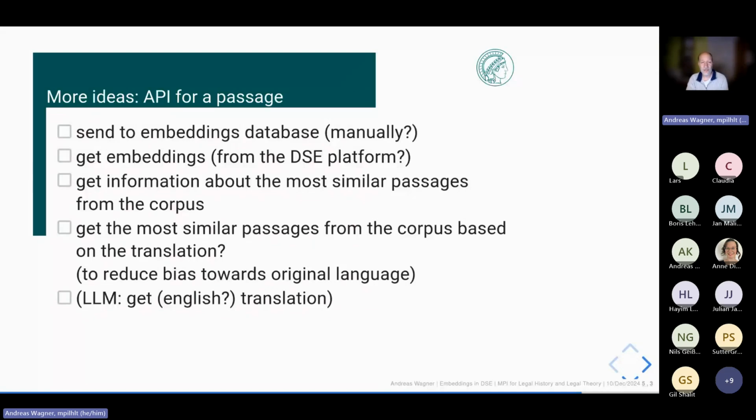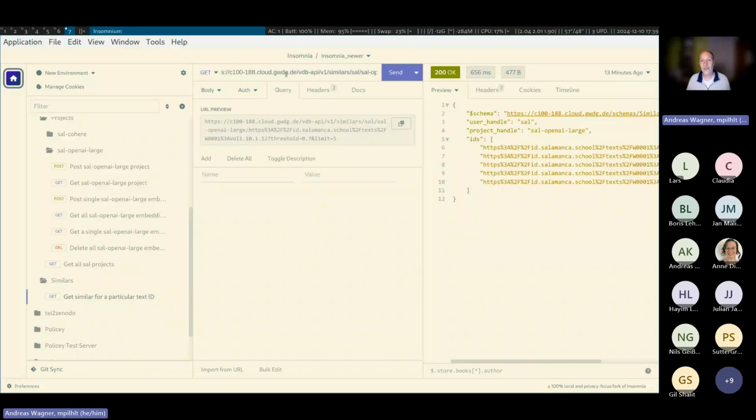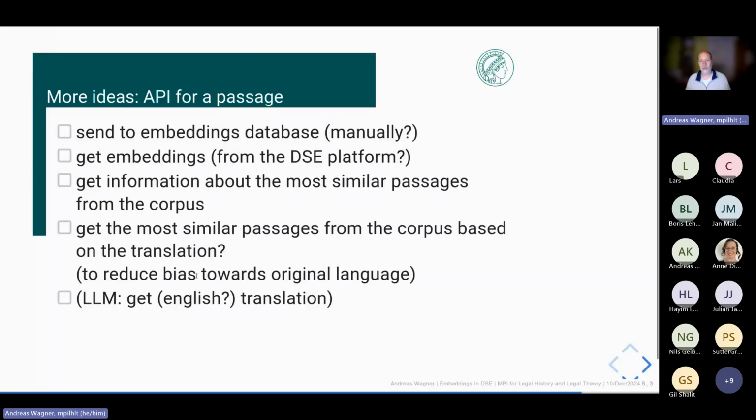Then get the embeddings. We already have this, I'm sorry, here. This is actually what we have, the API where I enter the text ID and I get the embedding. Only this is a different server from the platform. It could be an idea to have a redirection or something like that.